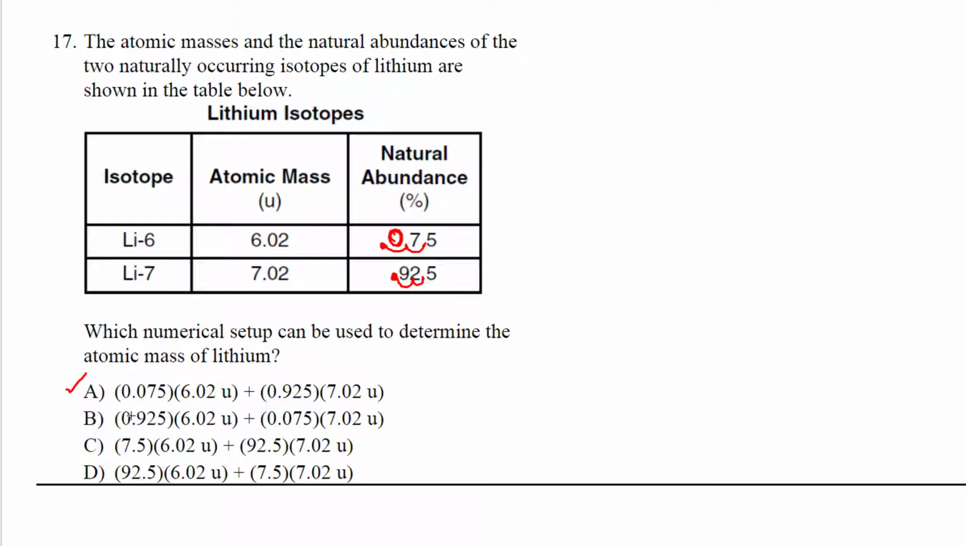Let's look at choice B. 0.925 times 6.02. Well, there they have crisscrossed the masses and decimal abundances, so that setup would be incorrect. On C, nothing has been converted into its decimal form, and likewise on D, they have both crisscrossed and failed to convert. So our best answer there is A.